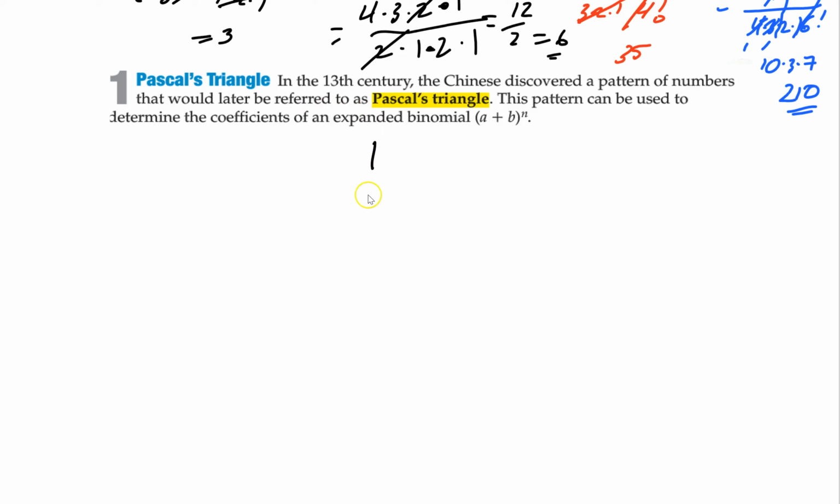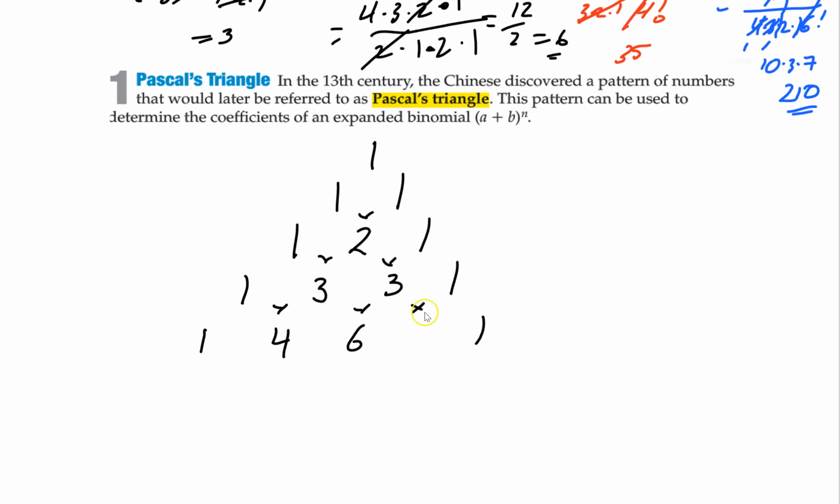So you do 1, you bring 1 down each side. And then the next time we do 1, 1. We add these 2 up. 1 plus 1 is 2. Then we do it again. Add these 2 up: 3. Add these 2 up: 3. Bring down the 1s. Add these up: 4, 6, 4. And you keep on going. That's Pascal's triangle. You just build it. Once you learn how to build it, then you're good.